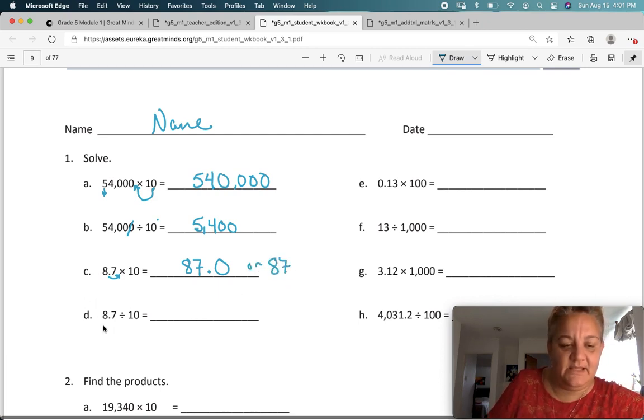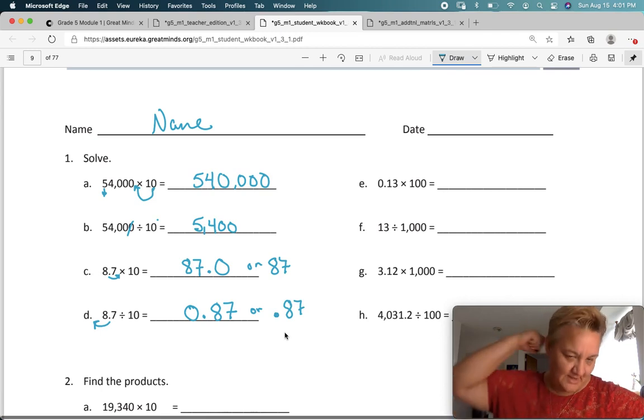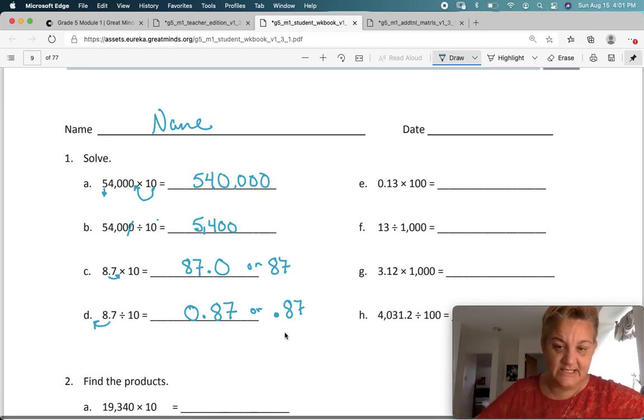Doesn't matter. Okay, now I'm dividing, so that means that this decimal point is going to go this way. Okay, so 8 ones and 7 tenths becomes 87 tenths. That means my answer is that. Okay, because I had to move the decimal over because I'm dividing by 10. If you just write 0.87, I will also take it, but I do need to be able to see the decimal point, okay?